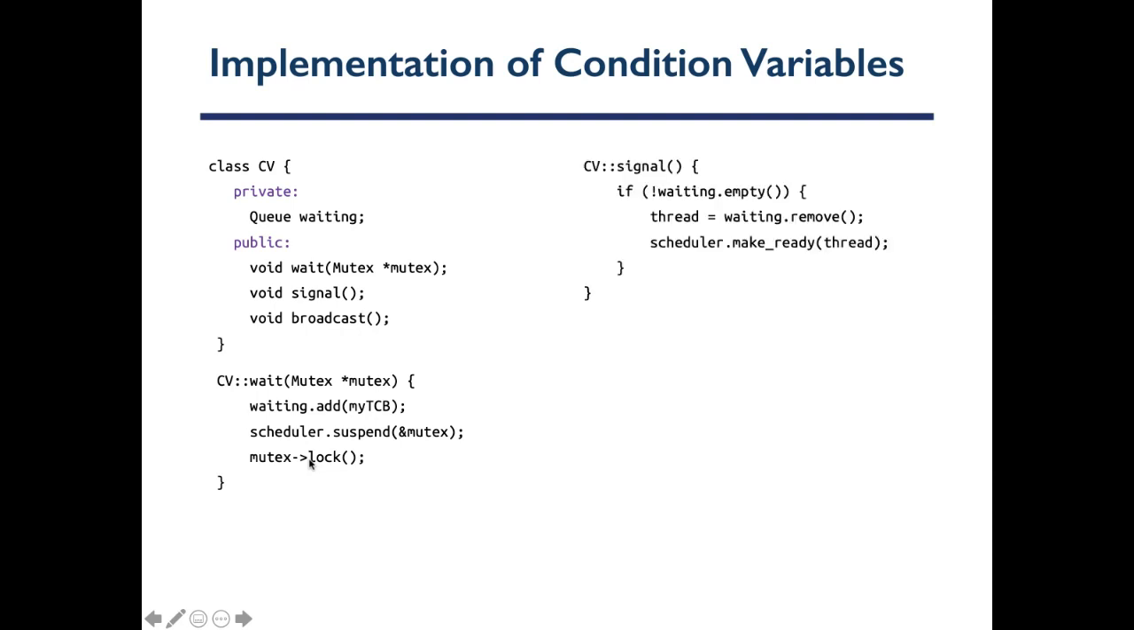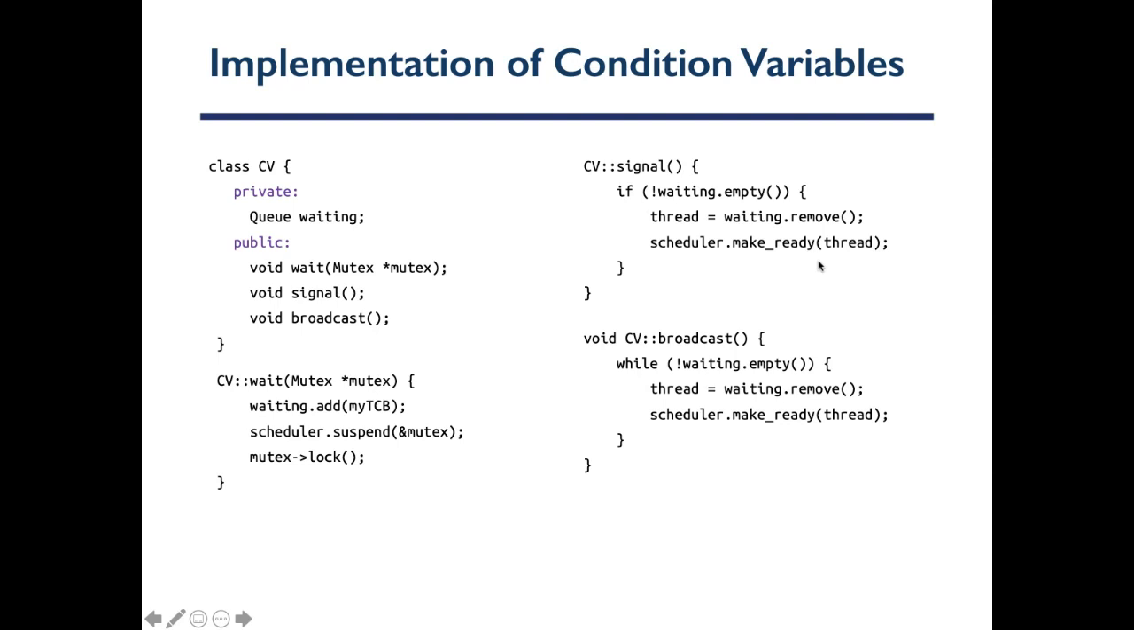Now this is signal. When you signal, what do you do? Well, you just check the waiting queue. If somebody is waiting, if the waiting queue is not empty, you remove them and you make them ready. That's all you do. And then you continue. You don't context switch or anything. You just make them ready. And broadcast is the same. In broadcast, instead of just signaling one thread, you signal everyone.